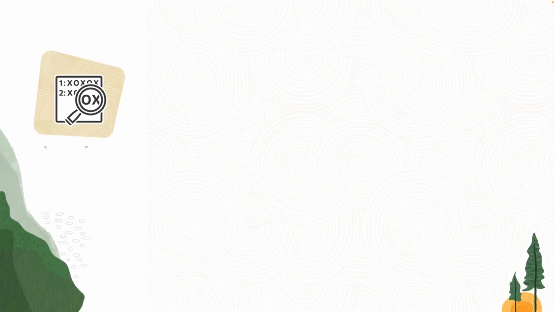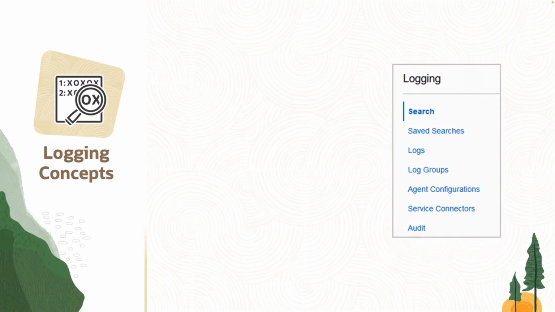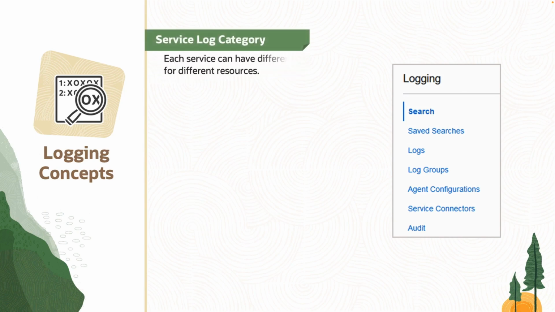Let's now learn some of the core concepts of OCI logging service. OCI services give you different log categories for different types of logs. The load balancer service gives you log categories like the access log and the error log. The object storage is another example. It gives you two different categories, like the read access events and then the write access events for storage buckets.